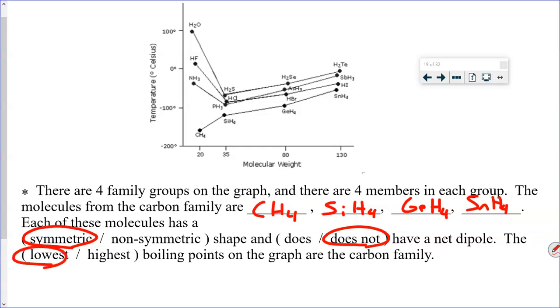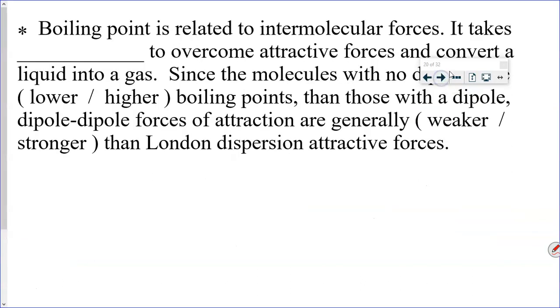Okay. And again, if they were polar, if they were not symmetrical and these polar bonds could not get canceled out, we would have a different type of intermolecular force. Because they're nonpolar, all we have is nothing but London dispersion, and those are the weakest. All right, so boiling point is related to intermolecular forces. It takes energy to overcome attractive forces and convert liquids into gases.